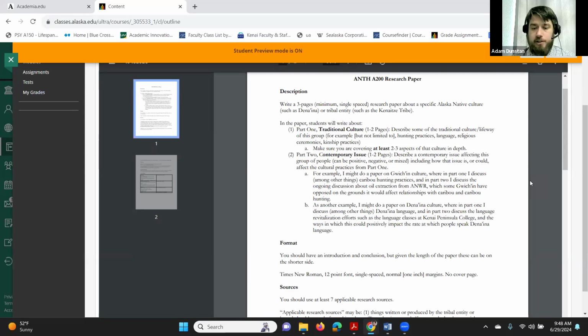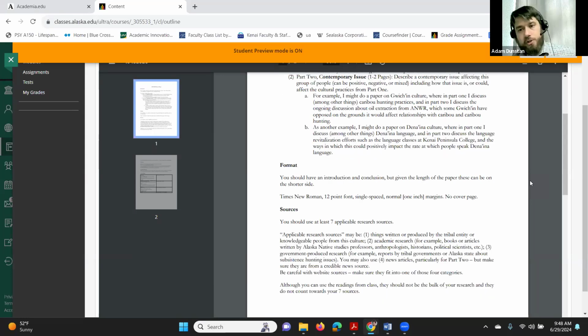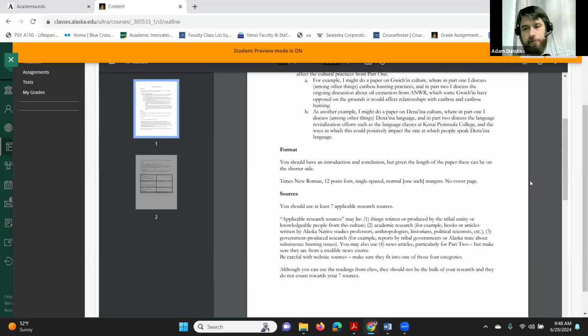You're going to be drawing on at least 7 sources, and those sources should be either primary sources from the group. So if I'm writing about, for example, Dena'ina culture, a book written by a Dena'ina author, or a website from one of the Dena'ina tribes in the area, such as Kenaitze, or other groups as well, like Tyonek. So that would be like a primary source.